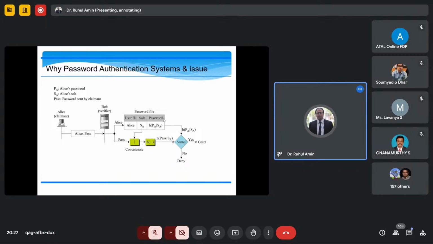So definitely the probability of guessing these two pieces of information, in case of guessing the password, will be low.